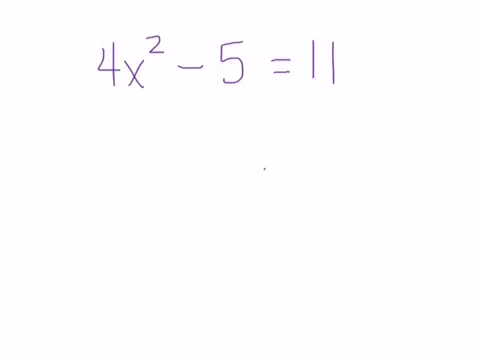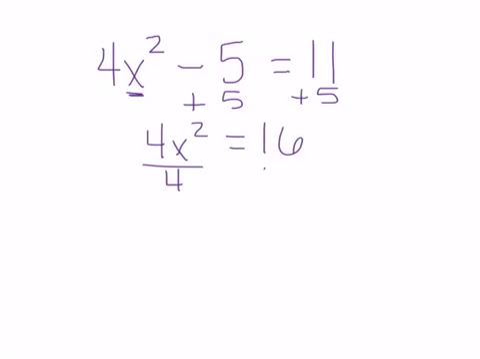On this problem, we do not have a linear term. That means we do not have an x term. So we can use the extracting the square method. We've got to isolate just this x squared term. So the first thing we'll do, and it does matter what order we do this in, first thing we'll do is add 5 to both sides to get 4x squared equals 16.